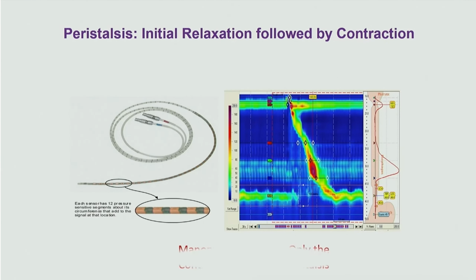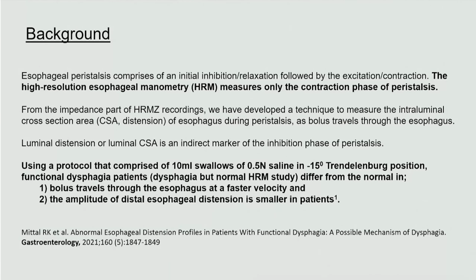Now, regular manometry actually, if the takeaway of this presentation is that we are missing half of the story, okay? What we're measuring with manometry just measures the contraction phase of peristalsis. So I'm going to give you a background of the presentation. Esophageal peristalsis has initial inhibition followed by contraction. HRMs just measure the contraction phase of the peristaltic phase.